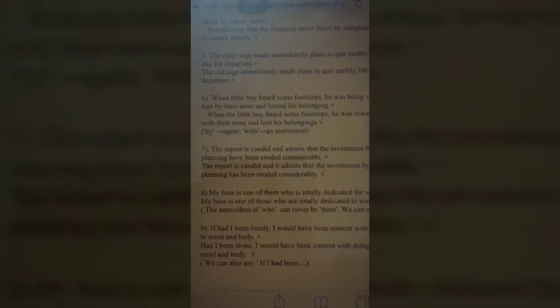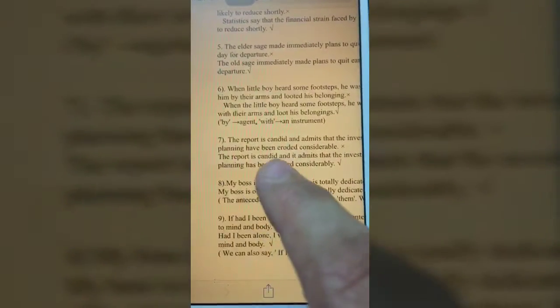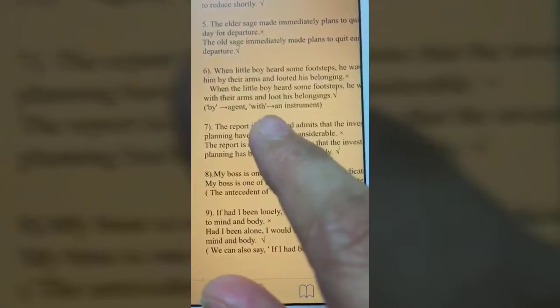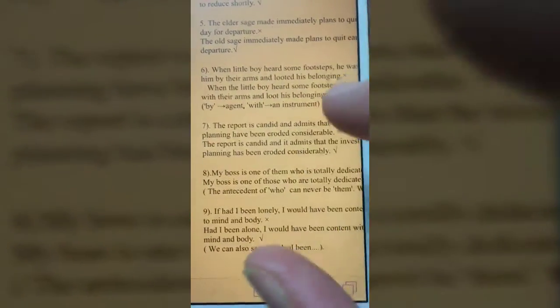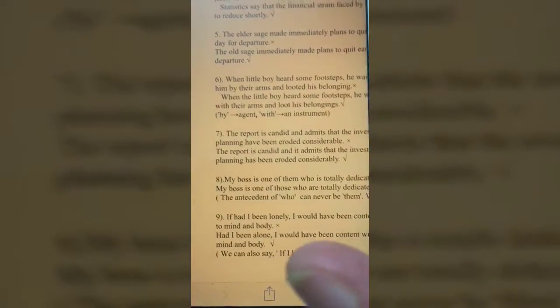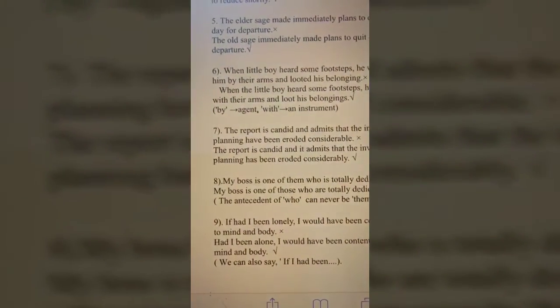And why do you use "loot" and not "looted"? Because the sentence says, when the little boy heard some footsteps, he was scared they might attack him. Attack is in the present tense, with their arms and loot his belongings. So remember, whenever there's a conjunction, the phrase before and after the conjunction should be of the same structure. Whether it is an adjective, adverb or verb, it should be of the same structure. So since you have a present tense here, that they might attack him with their arms and loot his belongings, loot also has to be in the present tense.